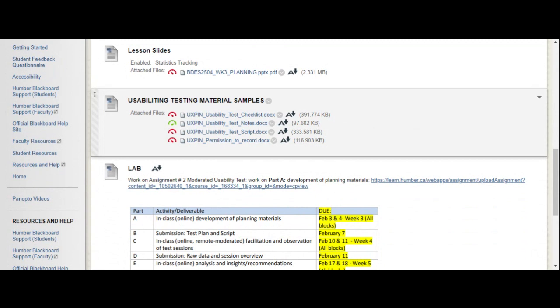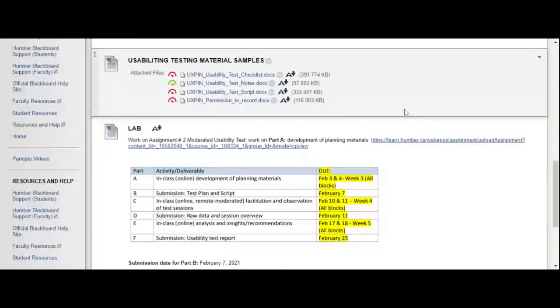And then there's also a sample for the test script, and the permission to record. What I need from you is definitely the notes, the test script, and the permission to record. You'll see it's very simple, but the most critical pieces are the test script and the test notes. This is where you're going to have the user scenarios as well. I will show you an example that you will do in the breakout today as well. So we're going to have a busy 2 hours.